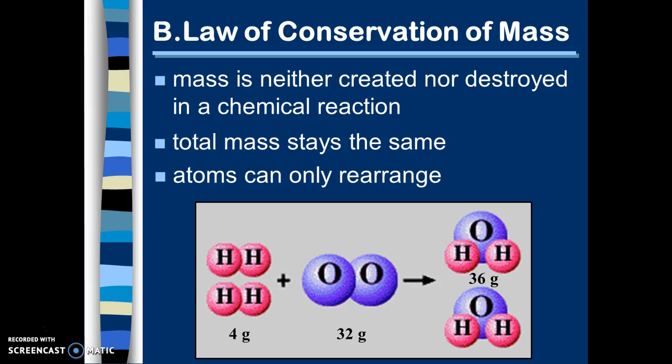And atoms can only rearrange themselves in a chemical reaction. We can't make new ones. We can't get rid of old ones. So if we start out with 4 hydrogen atoms and 2 oxygen atoms, and we combine them, we have to somehow end up with 4 hydrogen atoms and 2 oxygen atoms. And they might be bonded differently. Notice we start out with the hydrogen atoms being separate, oxygen atoms separate, but in the end the hydrogen atoms are bonded to the oxygen atoms. We still have the same number of atoms, they're just rearranged differently. And that's what takes place in a chemical reaction.